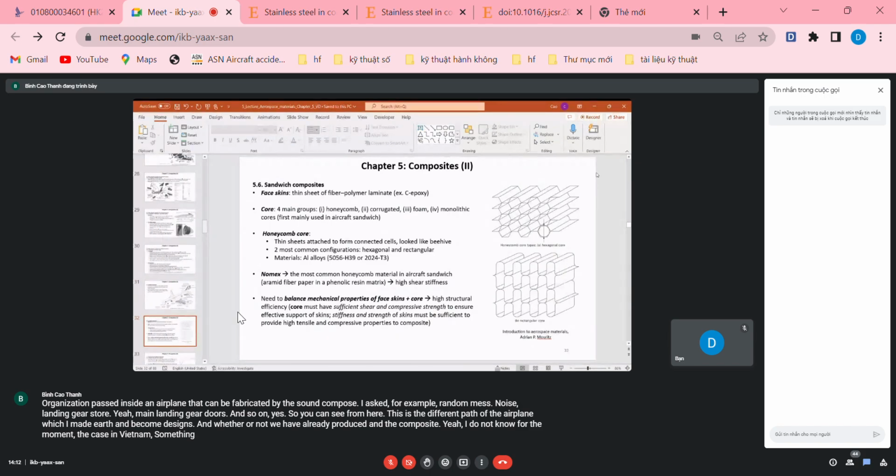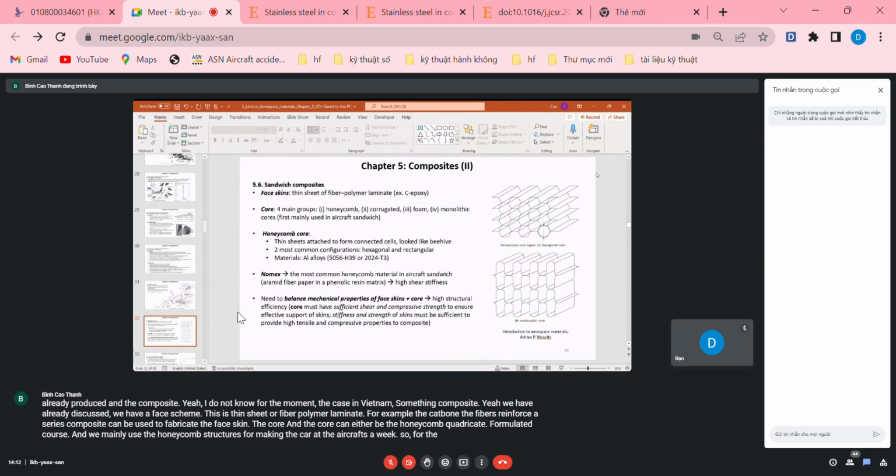Sandwich composite, we have already discussed. We have a face skin. This is a thin sheet of fiber polymer laminate. For example, the carbon fiber reinforced epoxy resin composite can be used to fabricate the face skin. The core can either be honeycomb, corrugated, foam, or monolithic cores. And we mainly use the honeycomb structures for making the core of the aircraft sandwich.